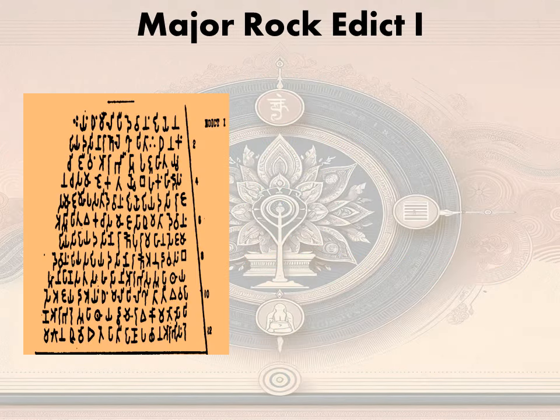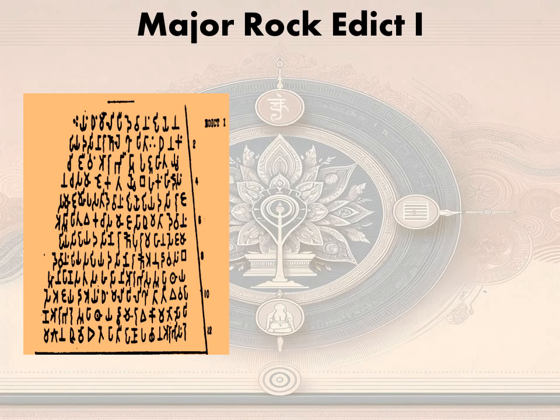So we will start with Major Rock Edict 1. What was there in Major Rock Edict 1? Where was it found and what is its significance? Now, before going into details about the Major Rock Edicts, we must understand the fact that one rock edict was not there in one place only. It was put on in multiple places.